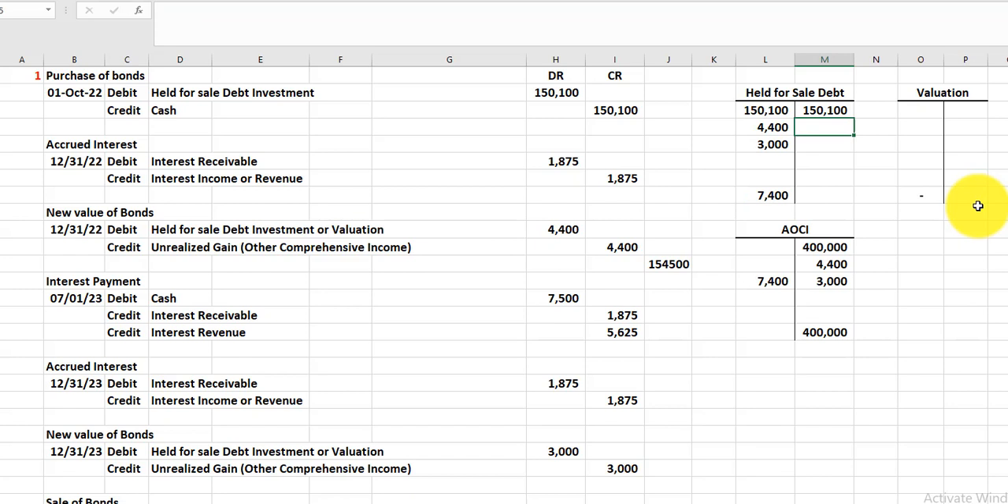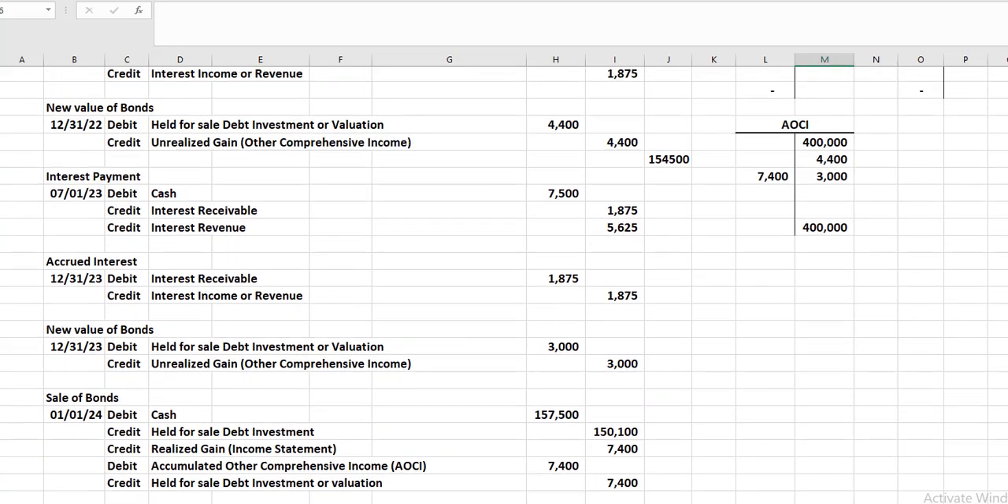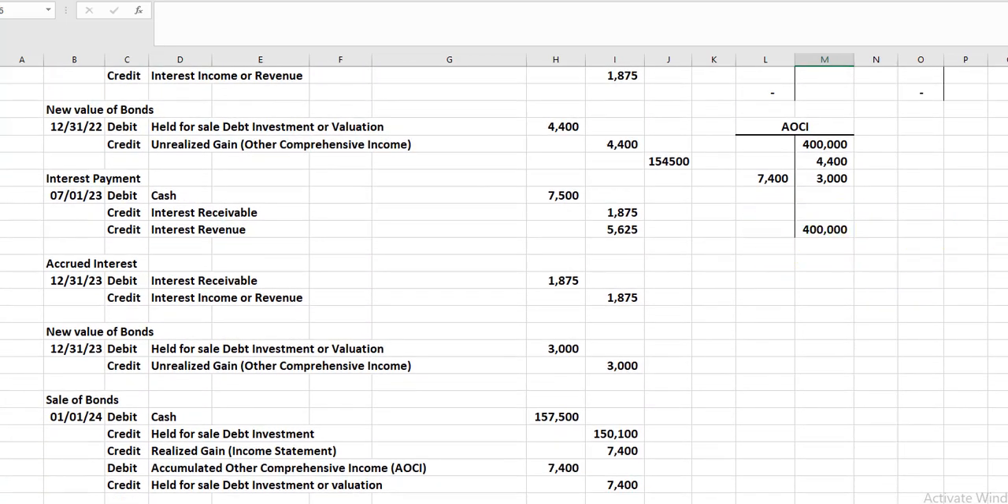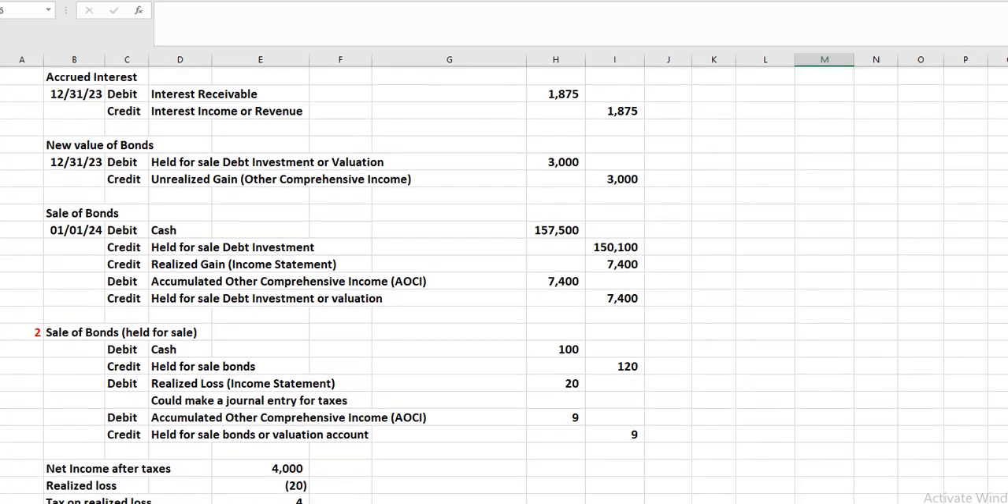actual security. And again, if you were using a valuation, this 7,400 would be over here, and you would credit valuation 7,400 instead of the held for sale debt. Either way, you're going to end up with 0 in the held for sale debt and 0 in the valuation. You're back to where you started with the AOCI. That's the moral of the story.